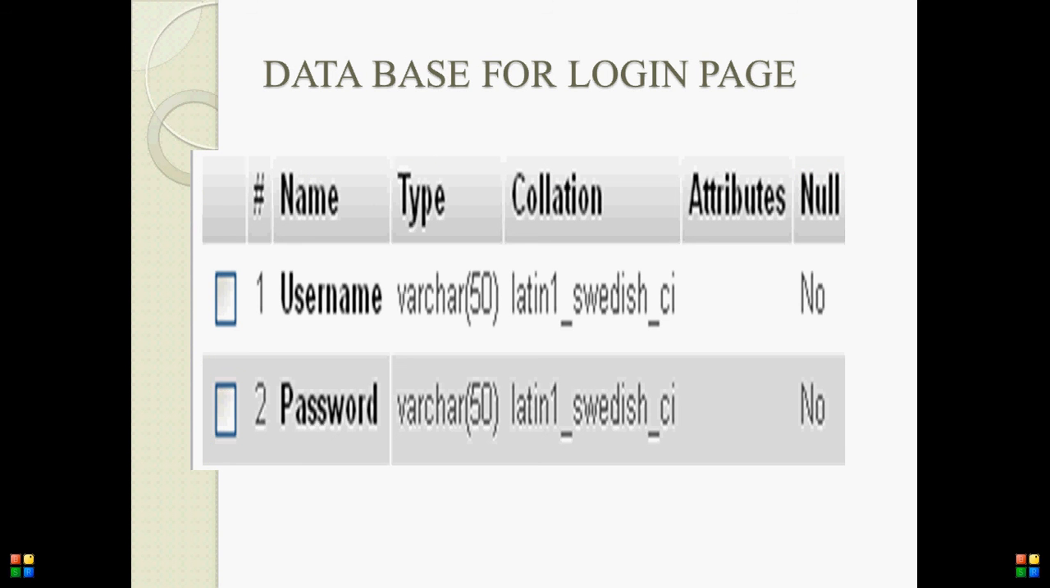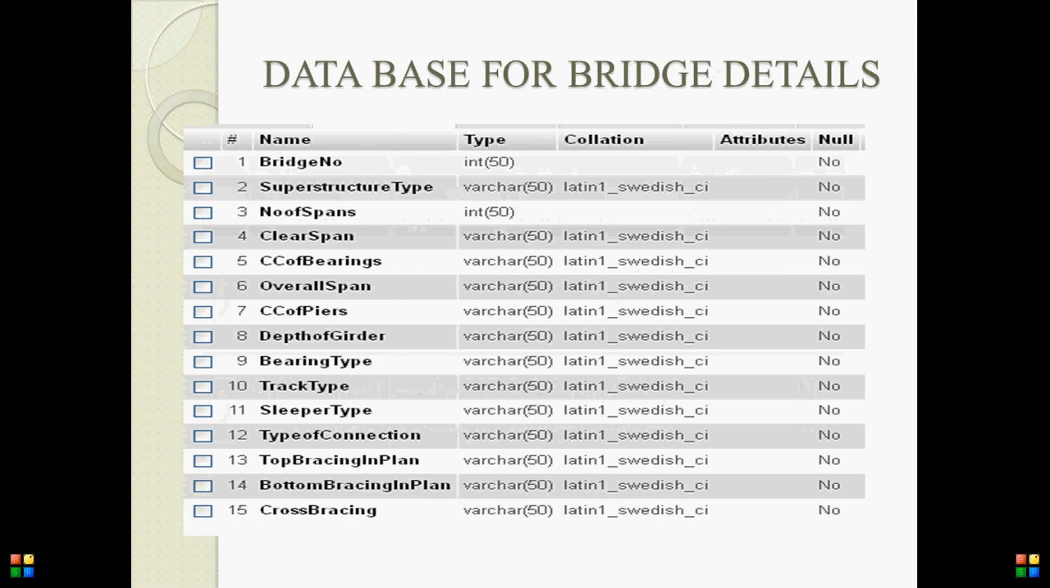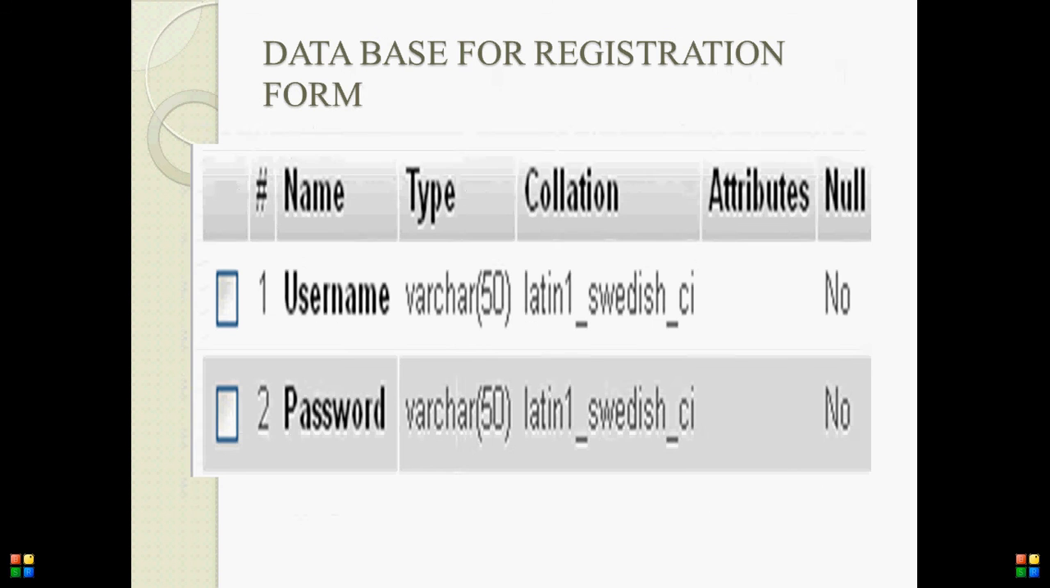Database for login page. It has username and password. It has a type of worker. Database for bridge details. The bridge details have bridge number, superstructure type, number of spans, clear span, track type, sleeper type, etc. Database for registration form. It has username and password. It must be a type of worker.